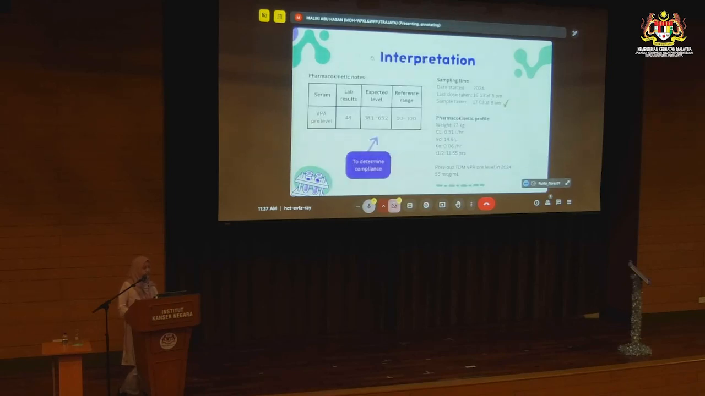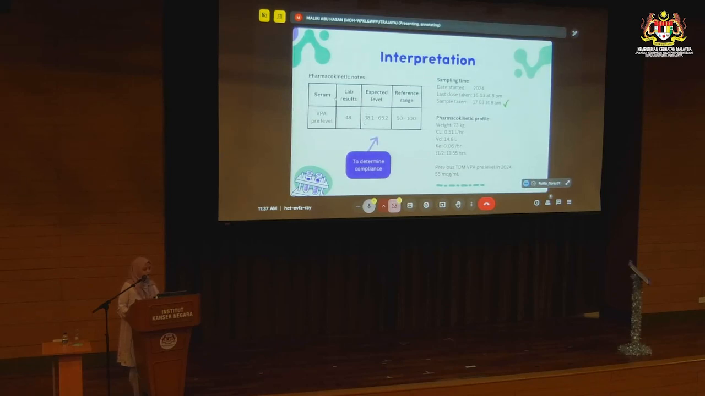Okay, so before any interpretation is done, calculation must be made. And actually, if we want to know if the patient is compliant or not, we have to consider the dose. The dose, and some other parameters as well, will tell us the expected level. So the patient is on 400 mg/d. By calculation, the patient should get an expected level of between 38 to 65. So we don't look at the reference range first. We actually look here first.